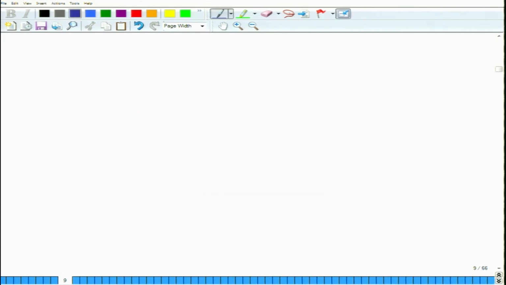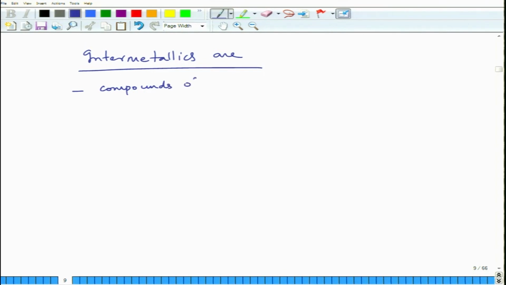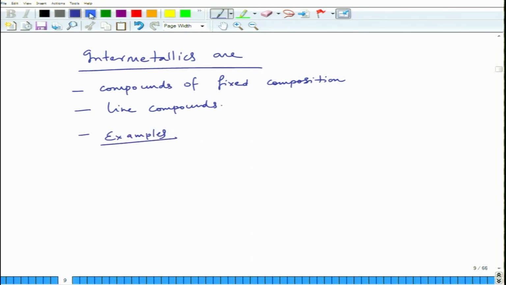Okay. So basically intermetallics are compounds of fixed composition. Typically they don't have any variation in the composition and they are called line compounds. The examples are, first one is Fe3C or cementite in steel.